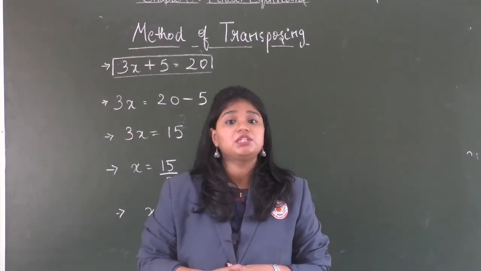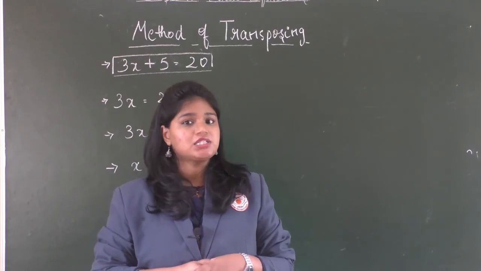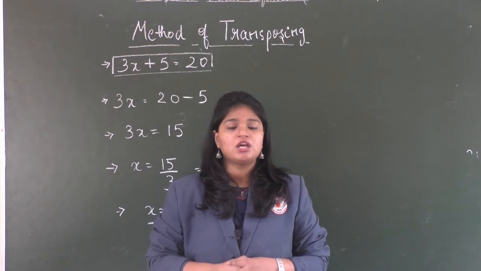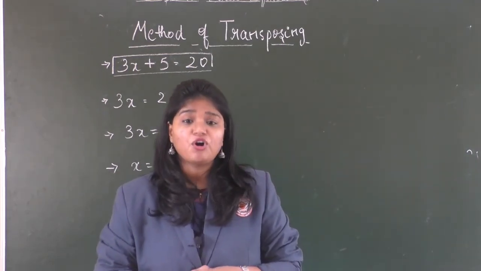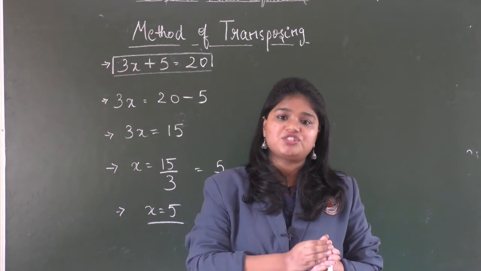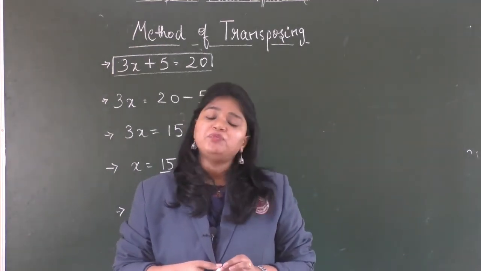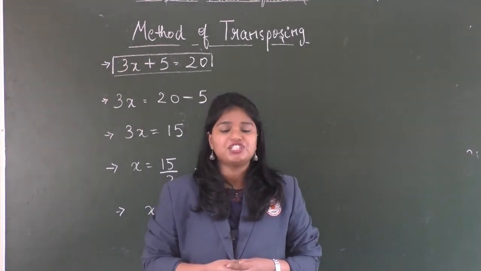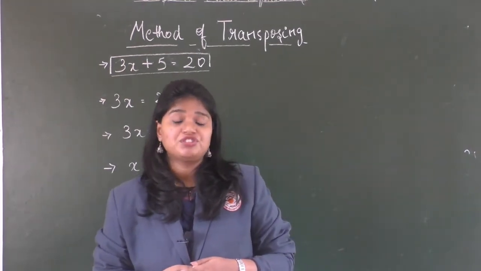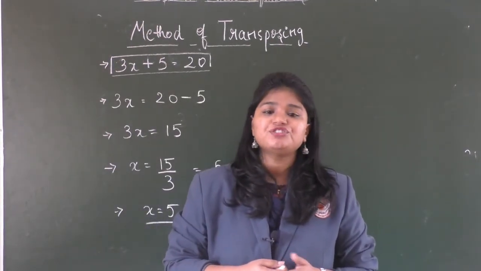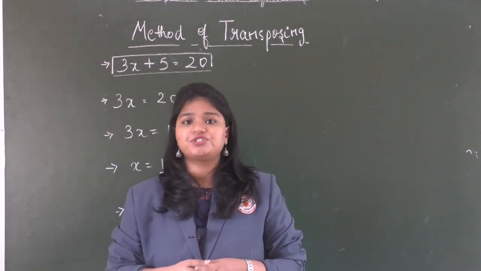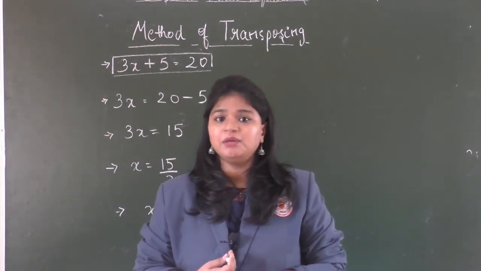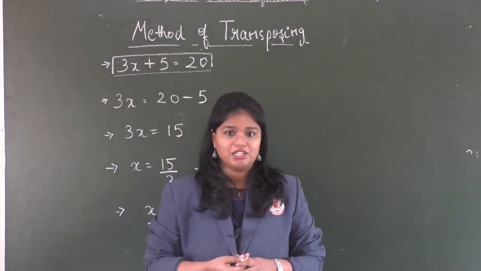Now let's learn about the third method of solving an equation, that is method of transposing. Now what do you mean by the word transposing? Transposing means to transport or move a number from one side of the equation to the another side. Now when we move operations like addition from one side to the other side, addition changes to subtraction, subtraction changes to addition, multiplication changes to division and division changes to multiplication. This method of solving an equation saves time and helps us to solve complex linear equations.